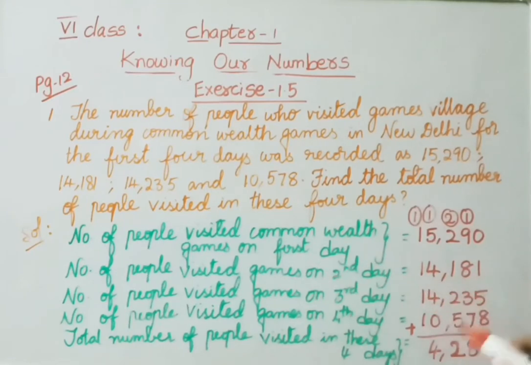4 plus 1, 5. So the total number of people who visited, that is 54,284. Therefore the total number of people who visited in these 4 days is 54,284.